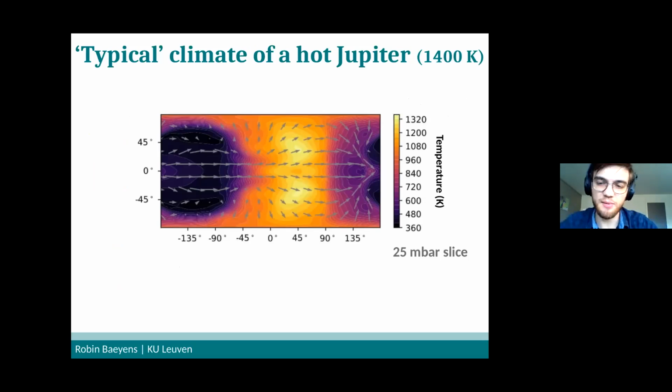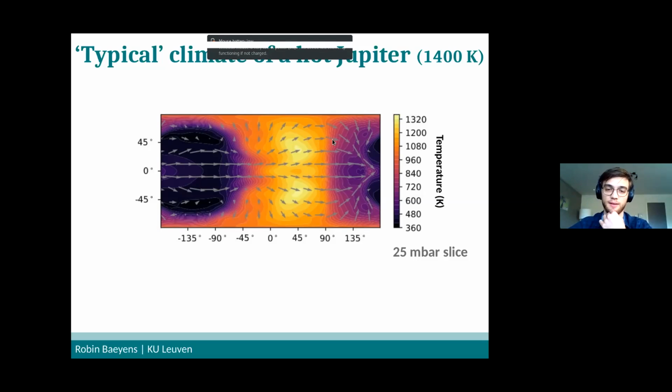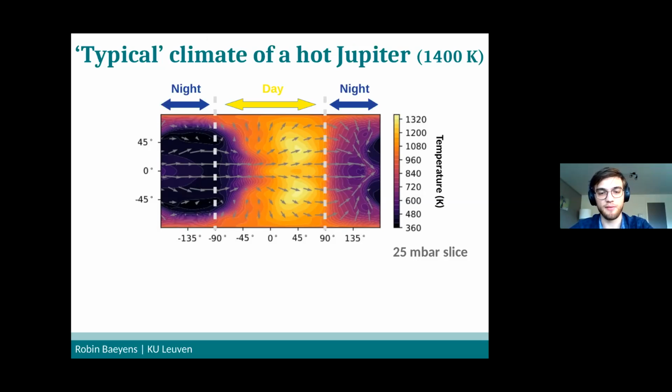So here is a typical output of a climate simulation, the typical climate of a hot Jupiter. What you can see is a kind of world map view of the temperature. You have longitude at the bottom, and the y-axis is latitude. The substellar point, the point turned towards the star, is here in the middle. So the day side goes from -90 to +90 degrees, and the night sides are on the outside of the plot. The terminator regions are the dashed lines.